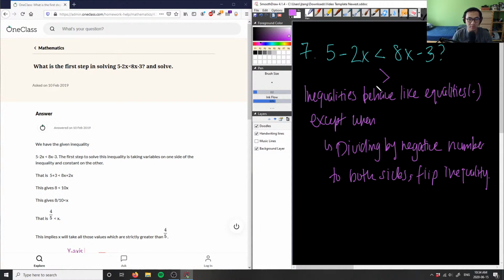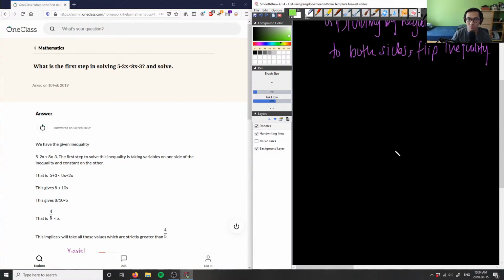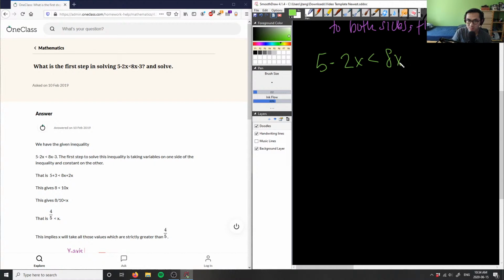And there's only one exception to this. If we recognize that we have to divide by a negative number to solve a problem, then we flip the sign. So let's treat this as an equality for now. We have 5 minus 2x is less than 8x minus 3. Let's organize the like terms. We have 5 and 3 here, and we have -2x and 8x. So let's move 5 to the other side. We're going to subtract 5 from both sides here.